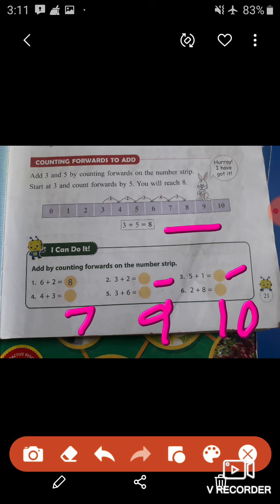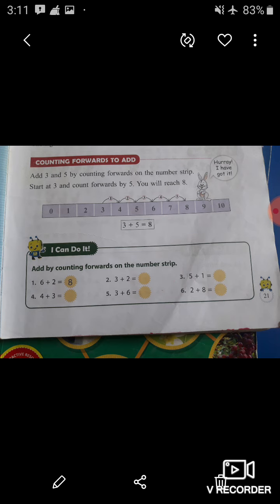You have to practice this by using a number strip like this. Okay? I hope you understood the concept of addition with the help of this video. So you have to practice addition from page number 20 and 21. You have to do all the activities that are given on these pages.